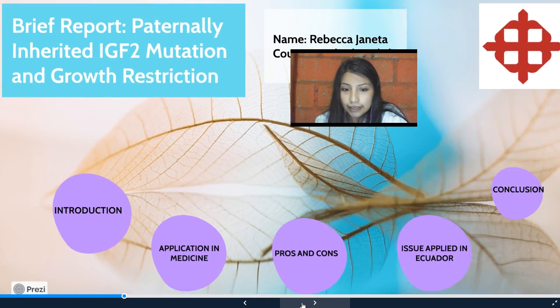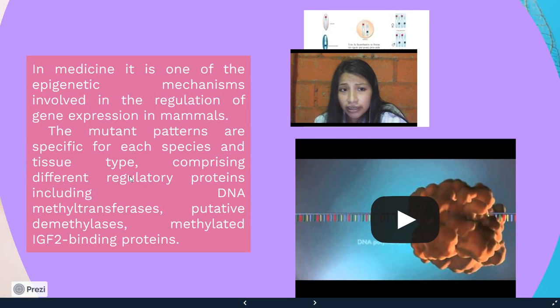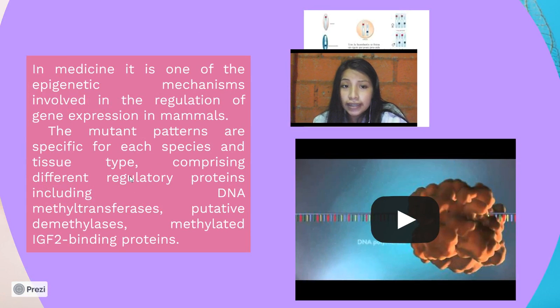Applications in medicine. DNA methylation is one of the epigenetic mechanisms involved in the regulation of gene expression in mammals. The methylation patterns are specific for each species and tissue type, involving different regulatory proteins including DNA methyltransferases, putative demethylases, and methylated IGF2 binding proteins.